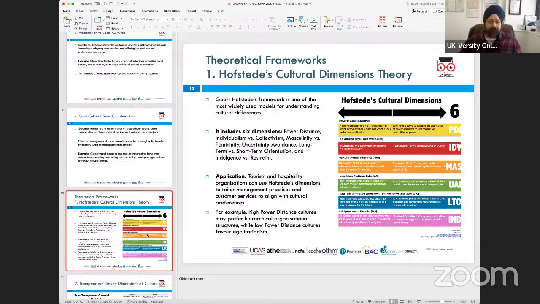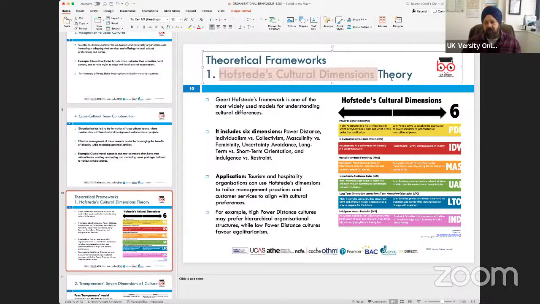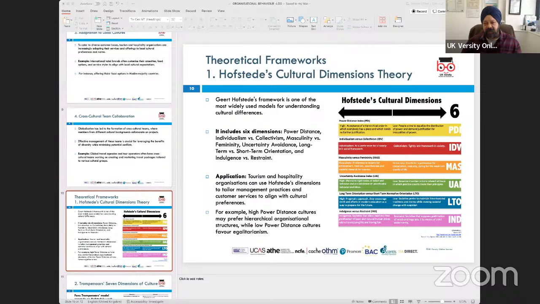Now, when we talk about understanding the cultural dimensions and why culture is quite important, what we need to be able to do is understand three specific models. One of the first models that we want to understand is Geert Hofstede's framework that he came up with, and he proposed six cultural dimensions essentially.